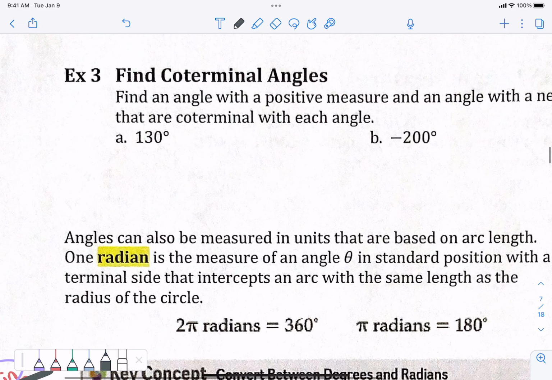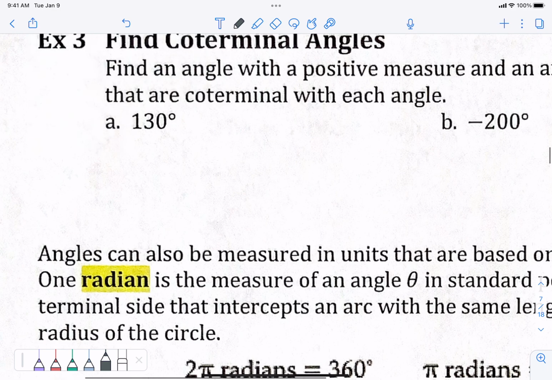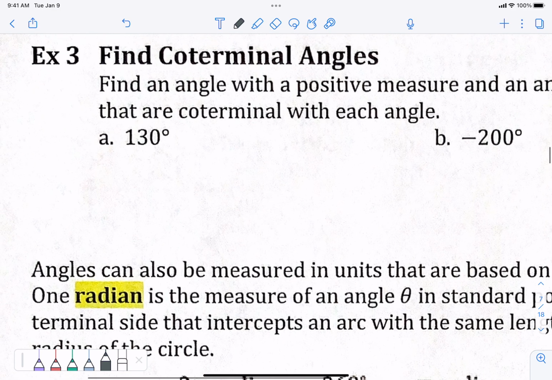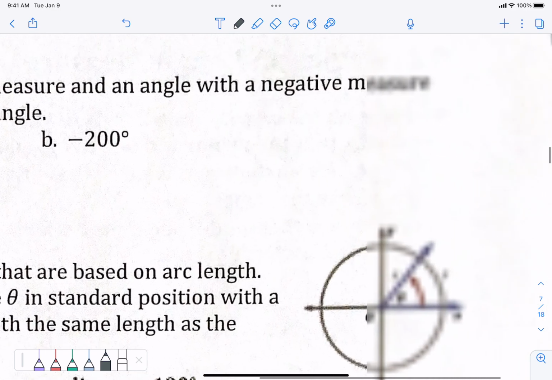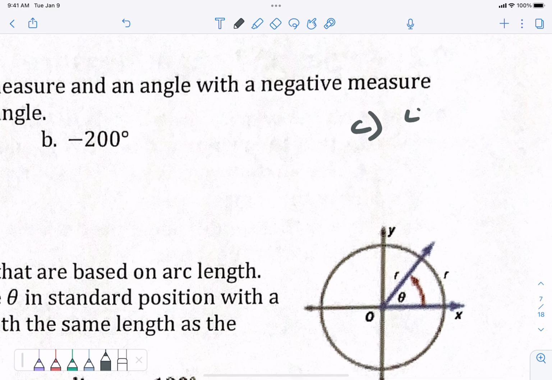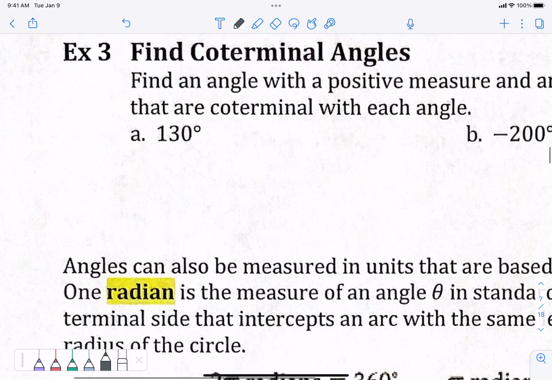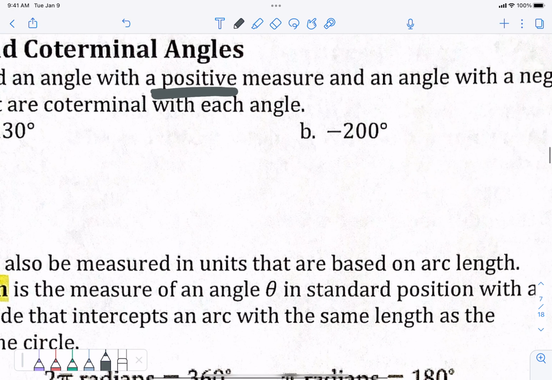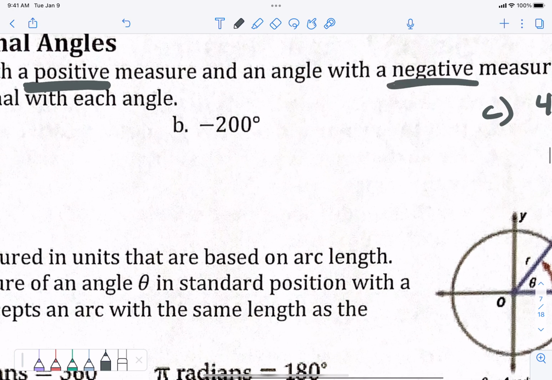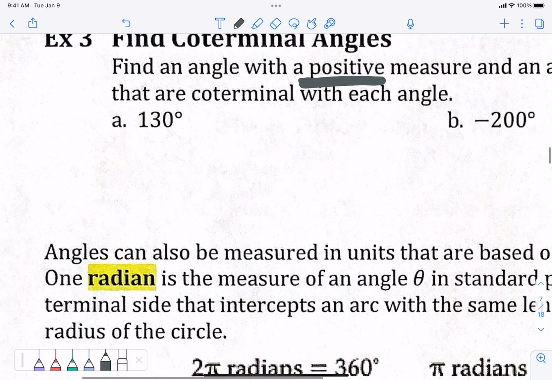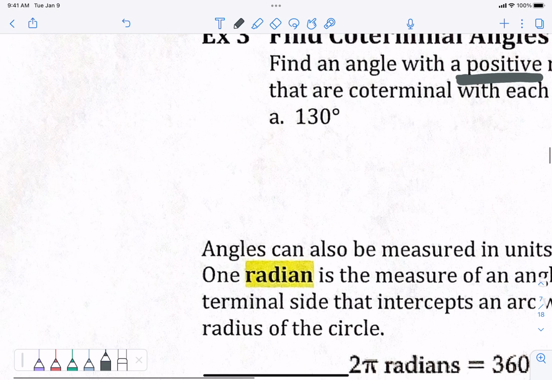So let's go to this back side, and let's do part A on example 3. This is the last example, except I'm going to add a part C onto here, and let's talk about 400 degrees, because there's a little bit of a trick to that one, okay? So starting with A, we want one positive, underline the word positive, and one negative angle that is coterminal, or stops at the same place, that 130 degrees stops.